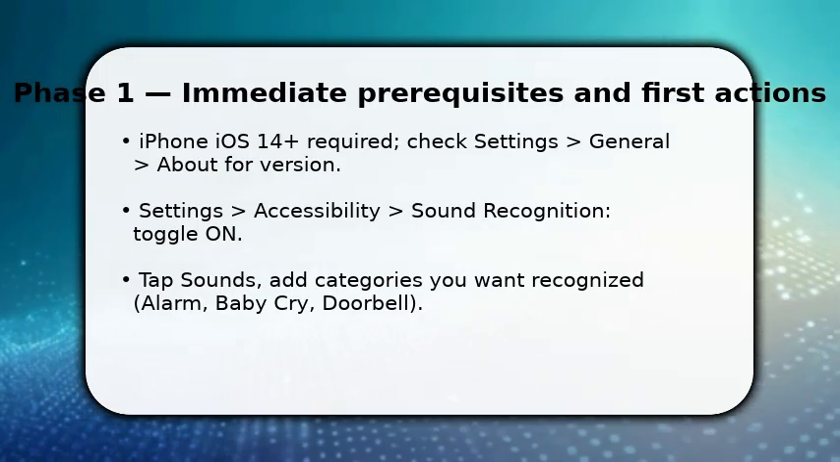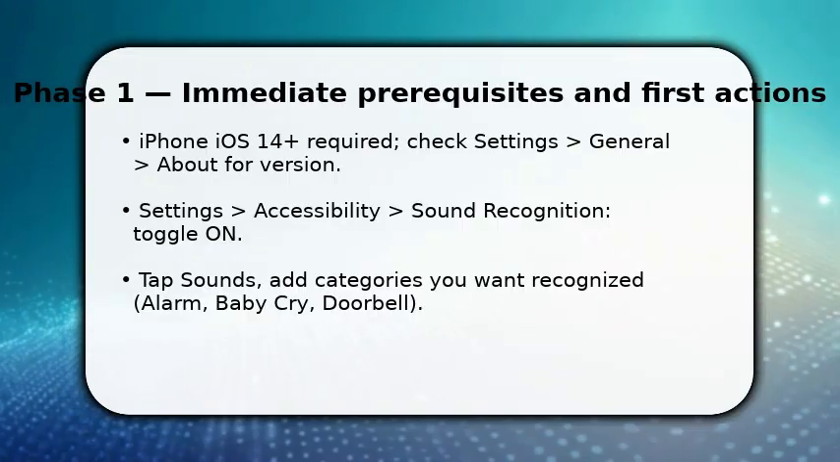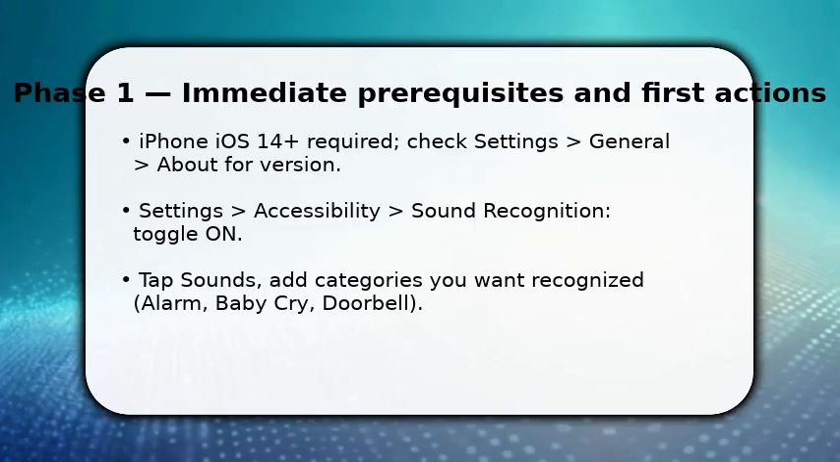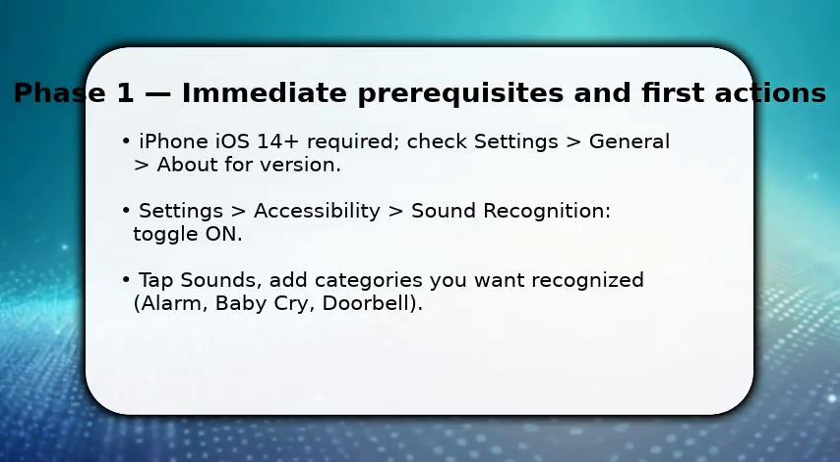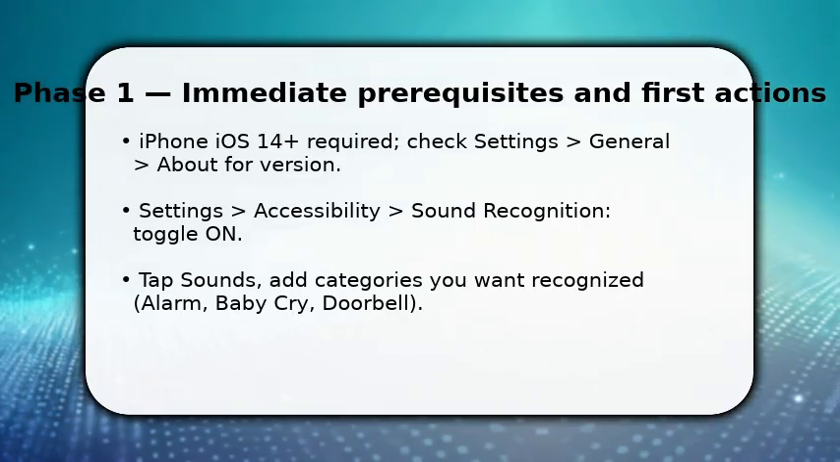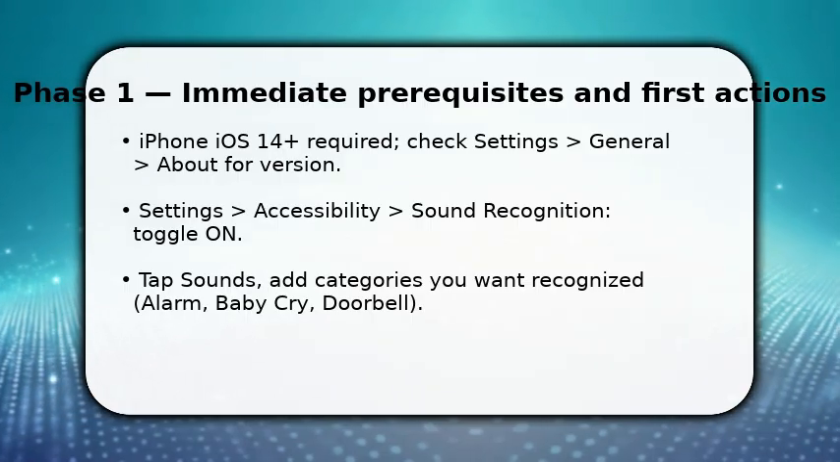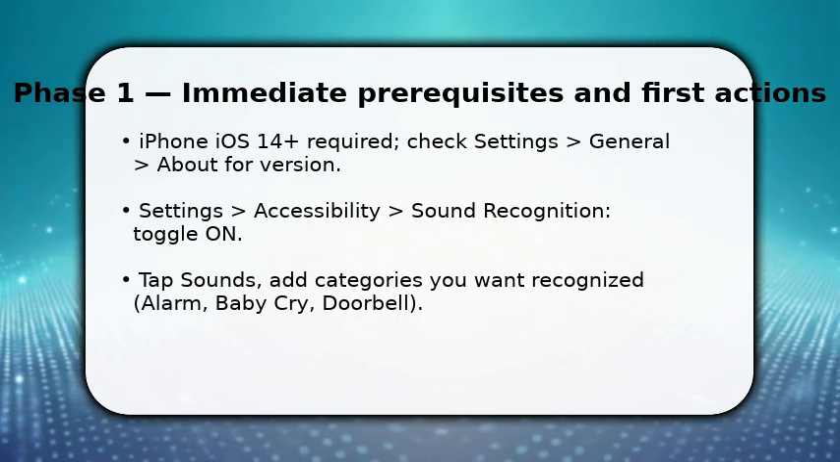Once enabled, tap Sounds to add the specific categories you need, like baby cry, smoke alarm, doorbell. This establishes the recognition engine and the notification channel. Make sure notifications are allowed for Accessibility, because without them, you won't get alerts when sounds are detected.